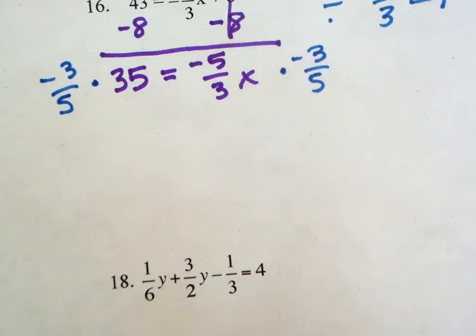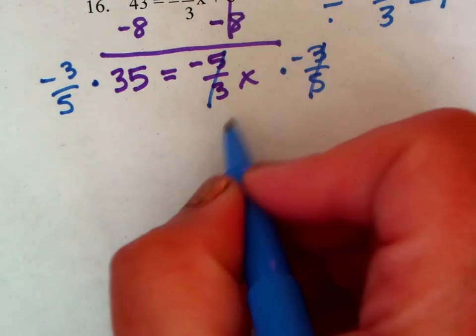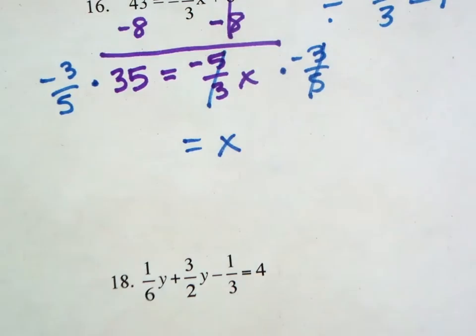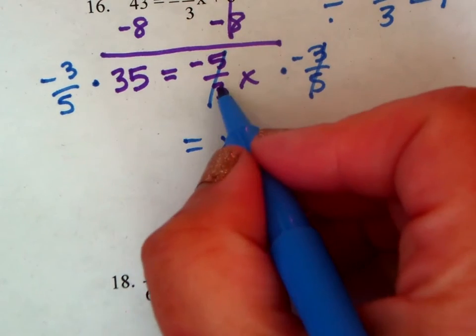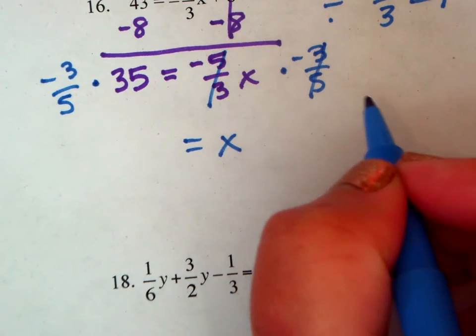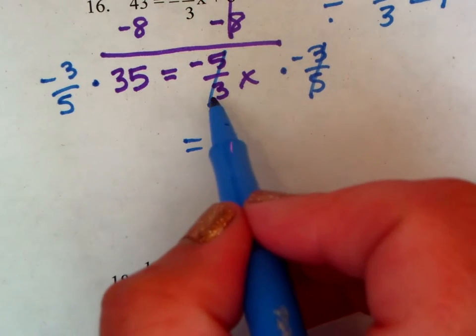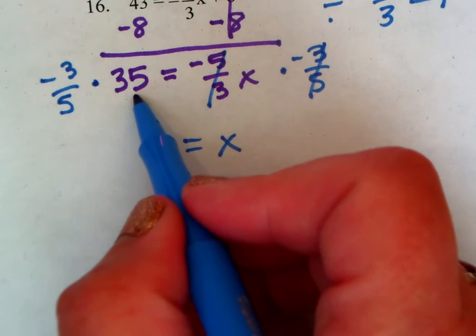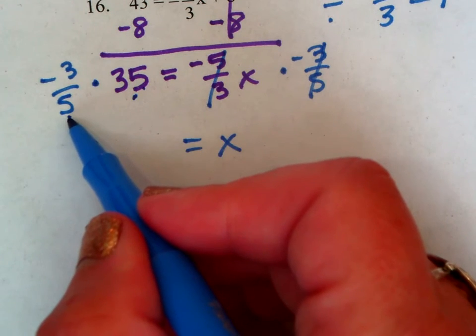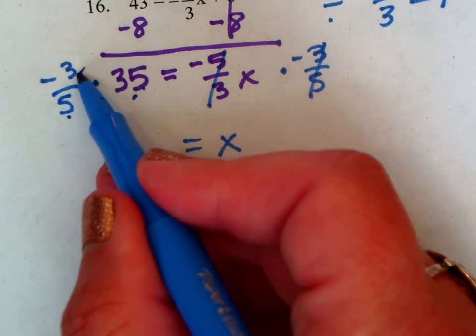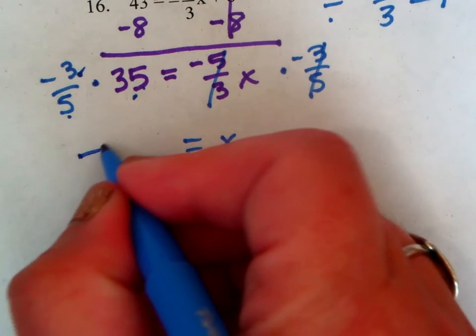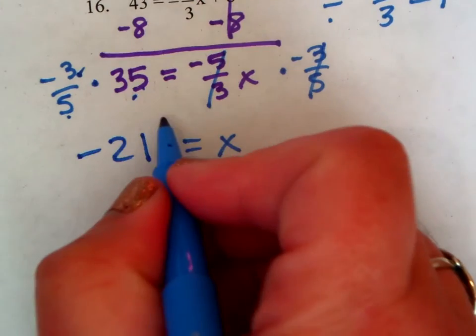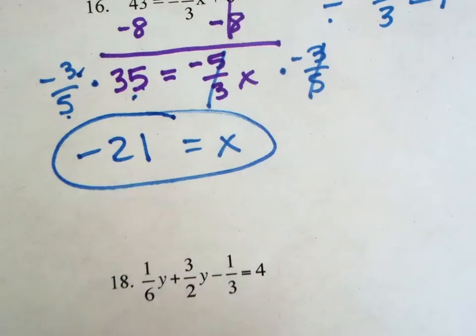Okay, so now this kind of goes away. Equals x. Okay, negative 5/3 times, I apologize, parents called. Negative 5/3 times negative 3/5 is just 1, so 1x. Okay, and then here I have 35 divided by 5, which is 7, and 7 times that negative 3, which is a negative 21. So x equals negative 21, or negative 21 equals x.